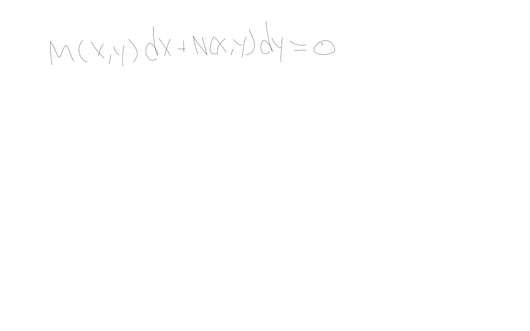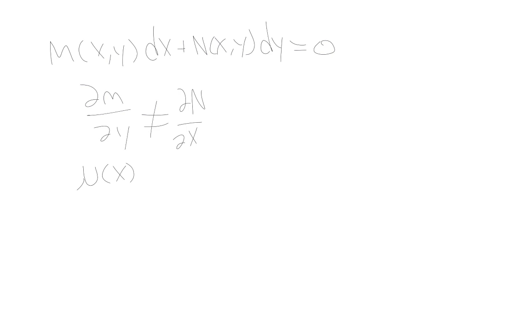So let's suppose you had a differential equation of this form, which is known as differential form, and let's suppose that partial M with respect to y does not equal partial N with respect to x. In that case, you can't solve it like an exact differential equation because it's not exact. But let's say I had some function, I'll call it mu of x. Mu of x is what I'm going to define to be my integrating factor.